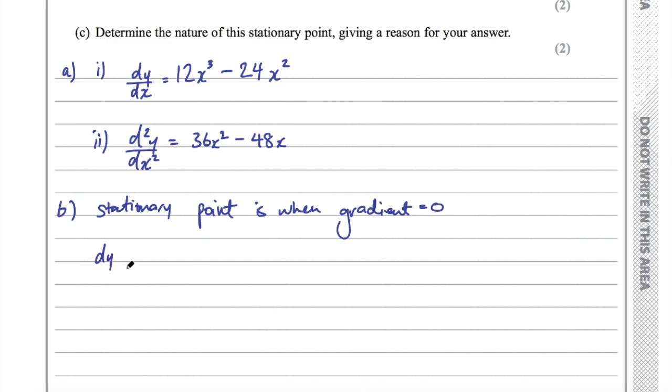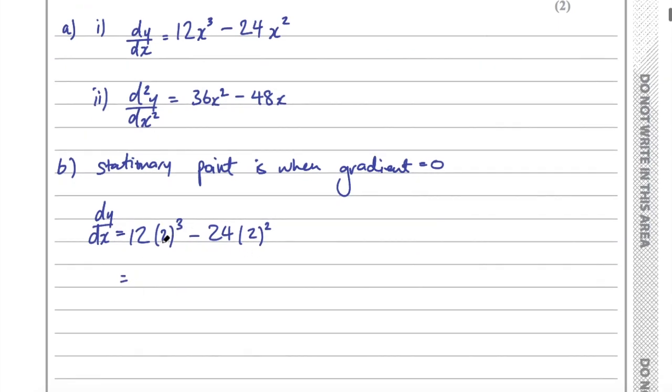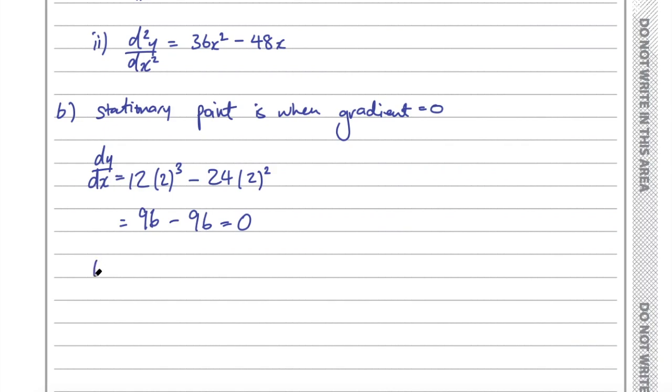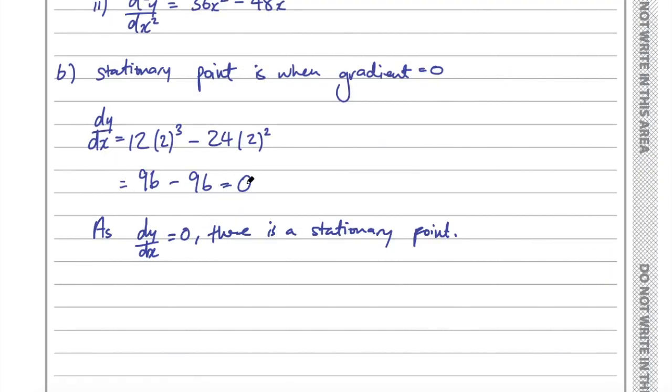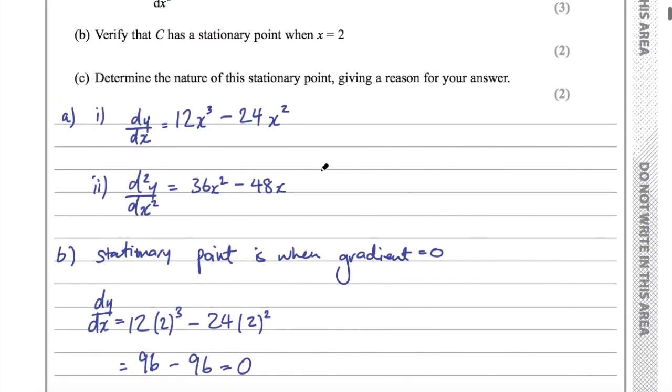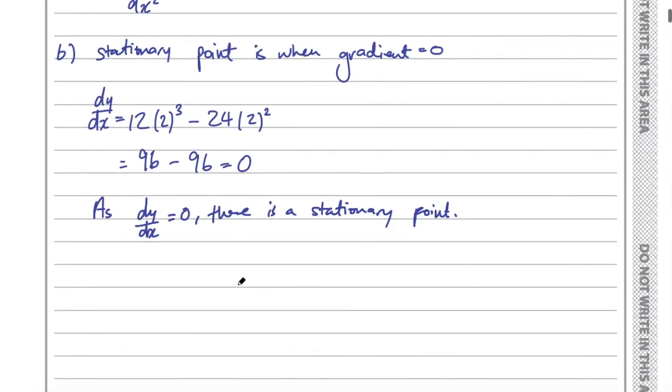So let's take x equal to 2 and plug that into the derivative. So 12 times 2 cubed minus 24 times 2 squared. This is going to be 12 times 8, that's 96. And 24 times 4, that's 96 as well. 96 minus 96 is 0. That's probably enough, but you could also make a statement. So as dy/dx equals 0, there is a stationary point. You could just leave the working out, and I'm sure that would be enough for 2 marks, but if you want to make a statement as well, that would be fine.